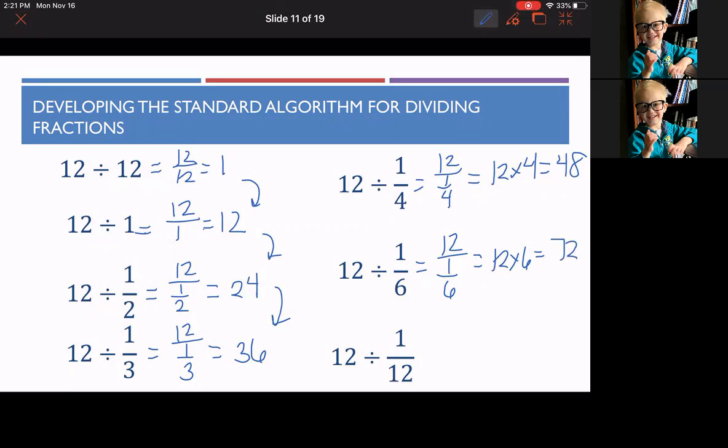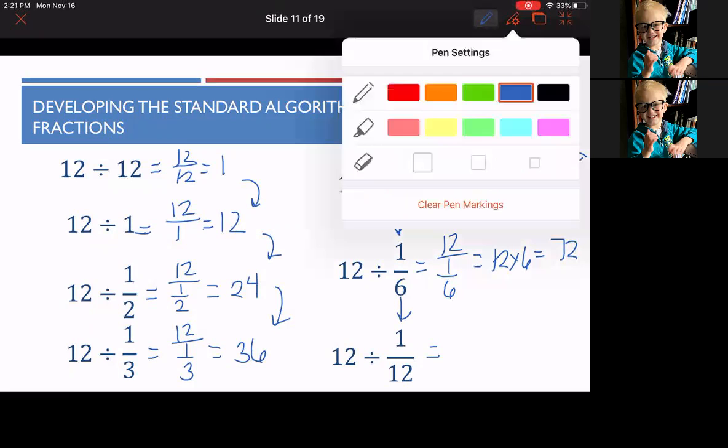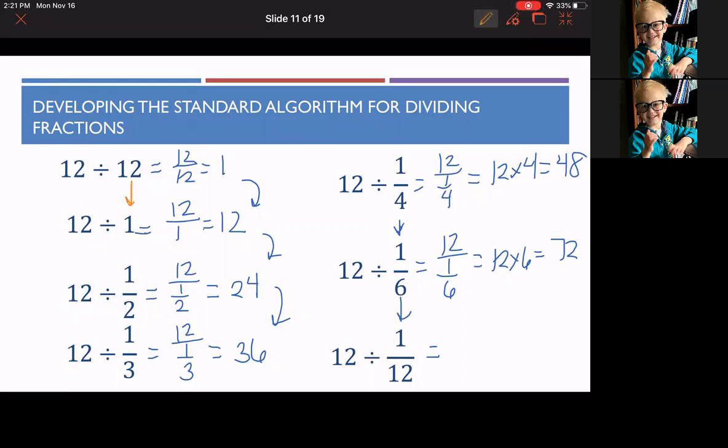And then what's going to happen here? 12 divided by 1/12. And we see as this divisor keeps getting smaller and smaller, it goes 12 to 1 to 1/2 to 1/3. What's happening to our quotient? It goes 1 to 12 to 24 to 36 to 48 to 72.